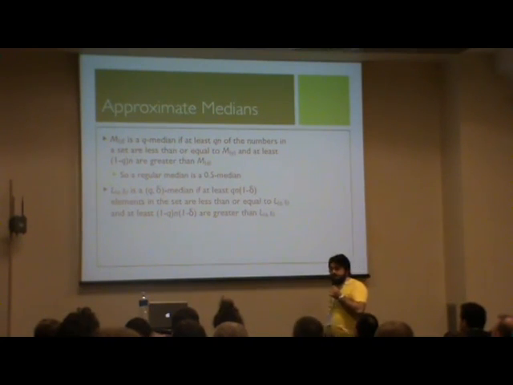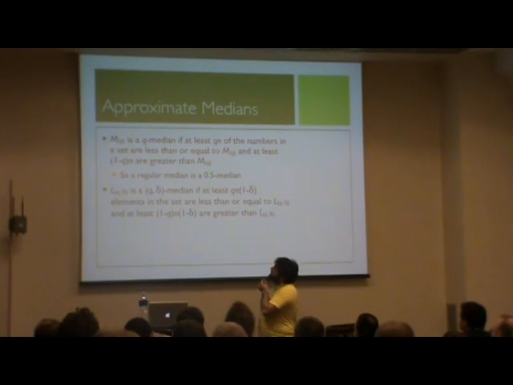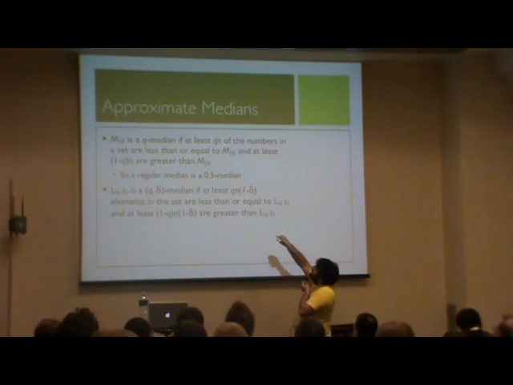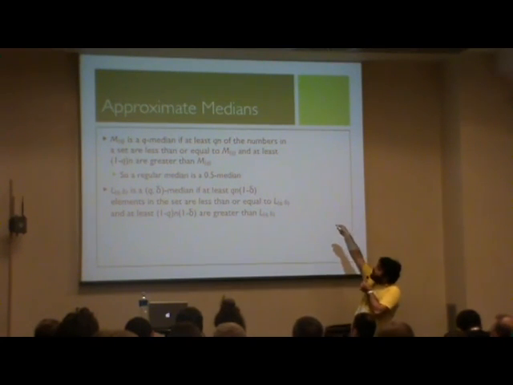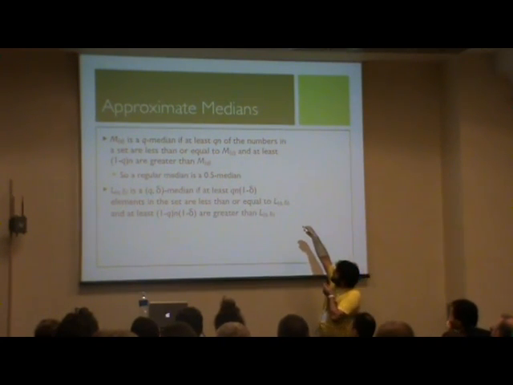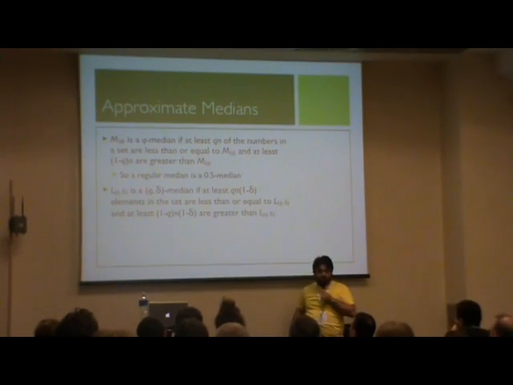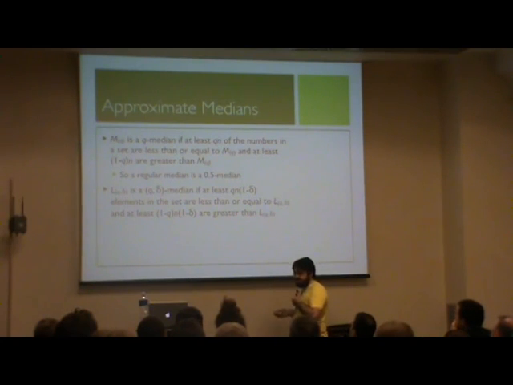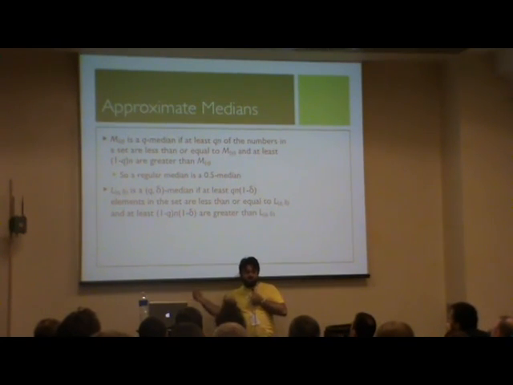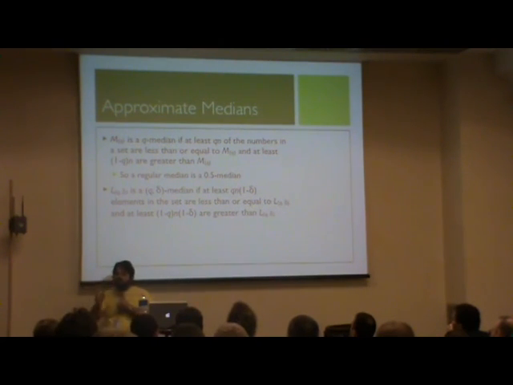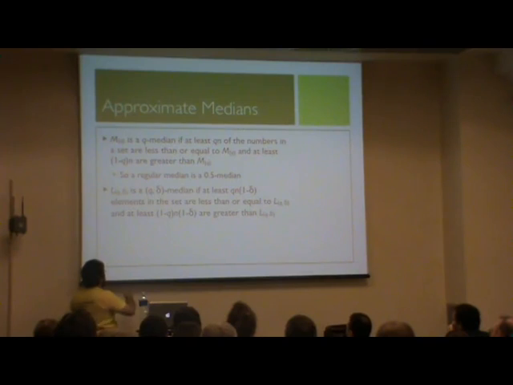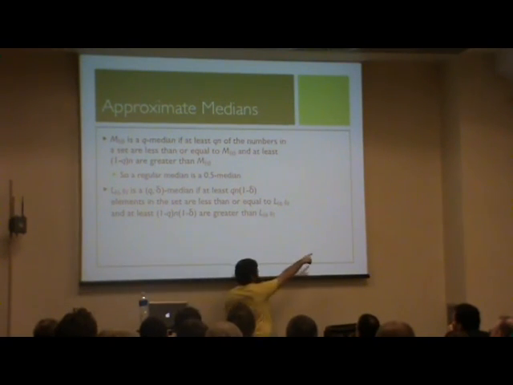We'll give a couple of definitions here. We define a q-median, M_q, if at least qn of the numbers in a set are less than or equal to M_q, and at least (1 minus q)n are greater than M_q. For example, the regular median is a 1/2 median. This way we could, for example, choose a value which is like a 1/3 median. So if we have values from here to here, we just want the one which is about here, okay?